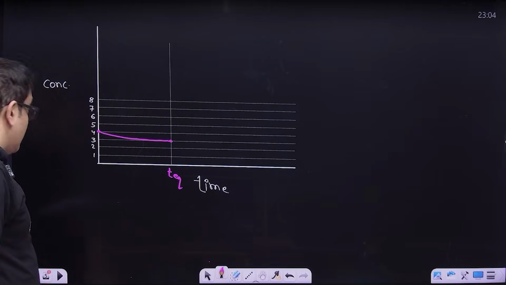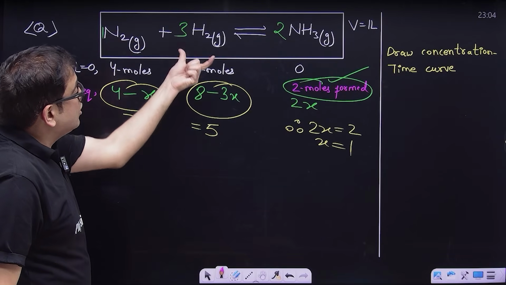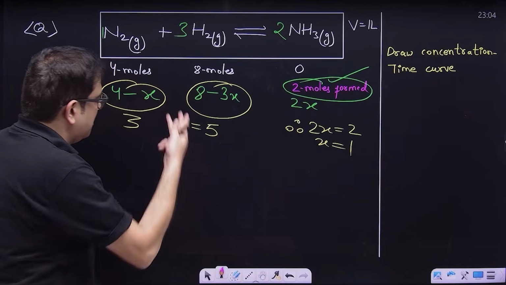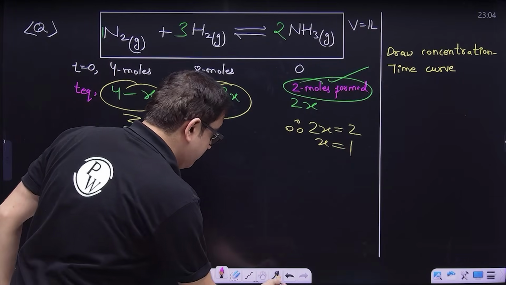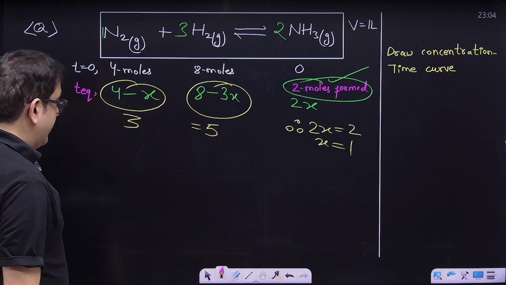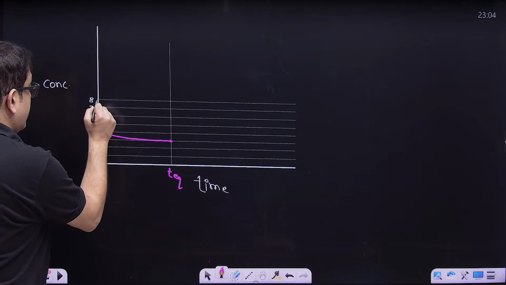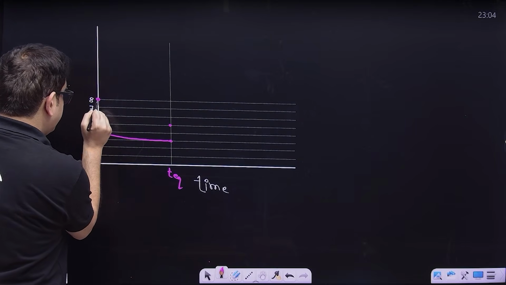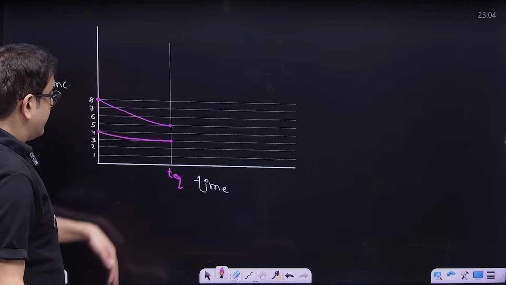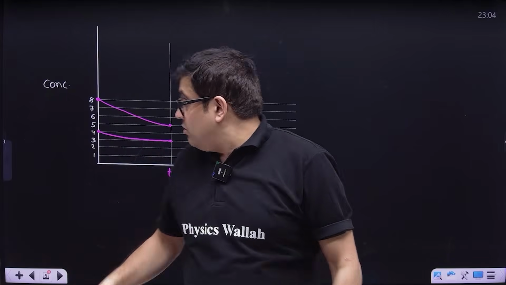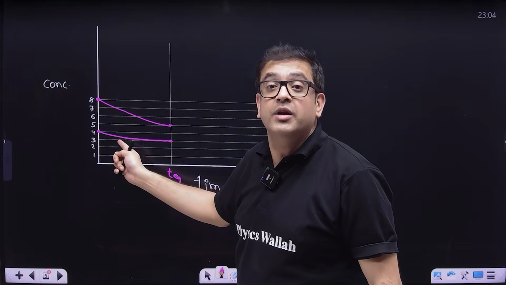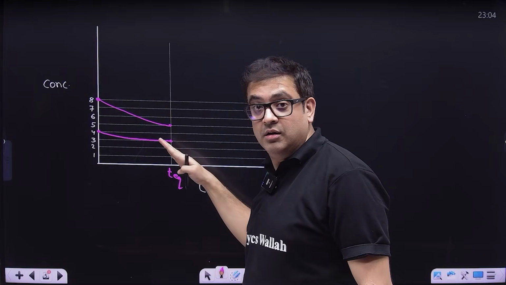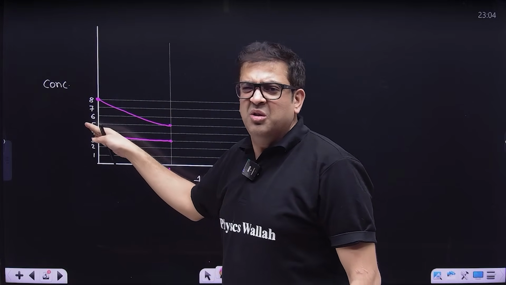Okay. Let's talk of hydrogen. Initial concentration was 8. At equilibrium it came down. Reactant will decrease. It came down to 5 and then became constant at 5. So 8 to 5. Let us draw this. 8 is what it was initially and then dropped to 5. The rate with which hydrogen is reacting, its slope, is faster. It is going down drastically, while nitrogen is going down slowly.